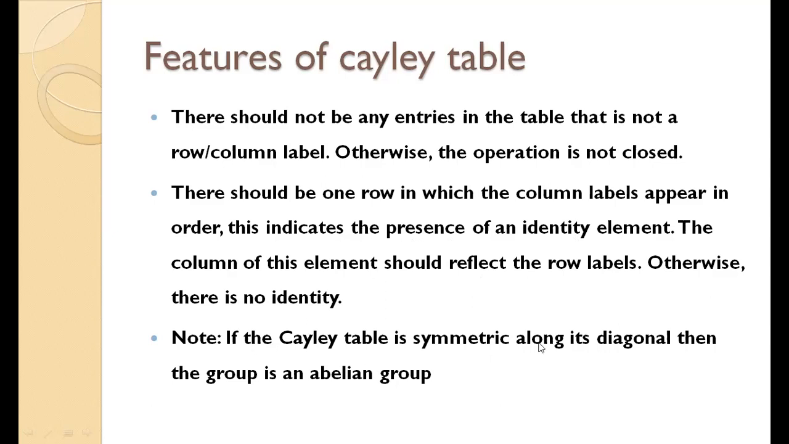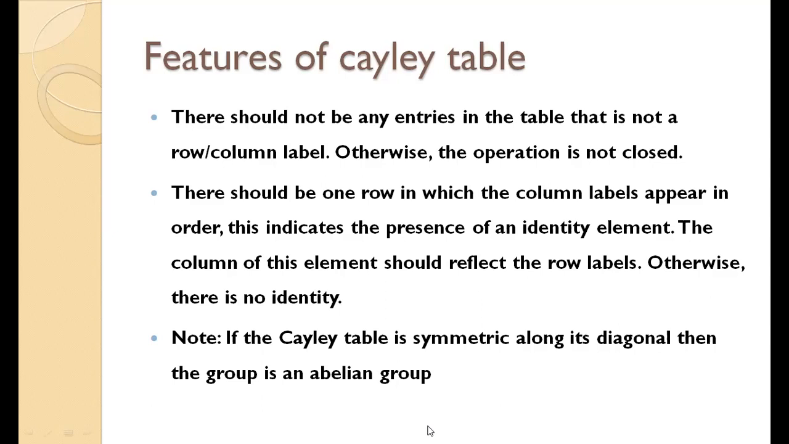If the Cayley table is symmetric, then it is an abelian group, and if the Cayley table is not symmetric along its diagonal, then it is a non-abelian group. So from these features, you get a clear idea about the importance of the Cayley table and how we use it in our groups to determine whether it is an abelian group, whether it is closed, whether it has inverses or not, and all other features. So these are very important.